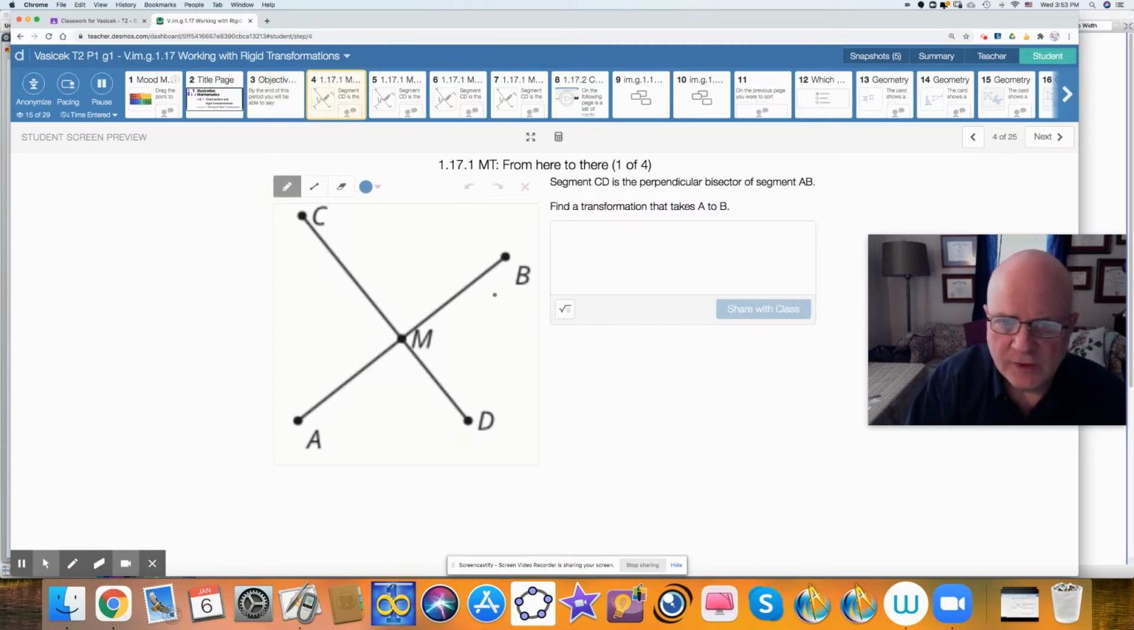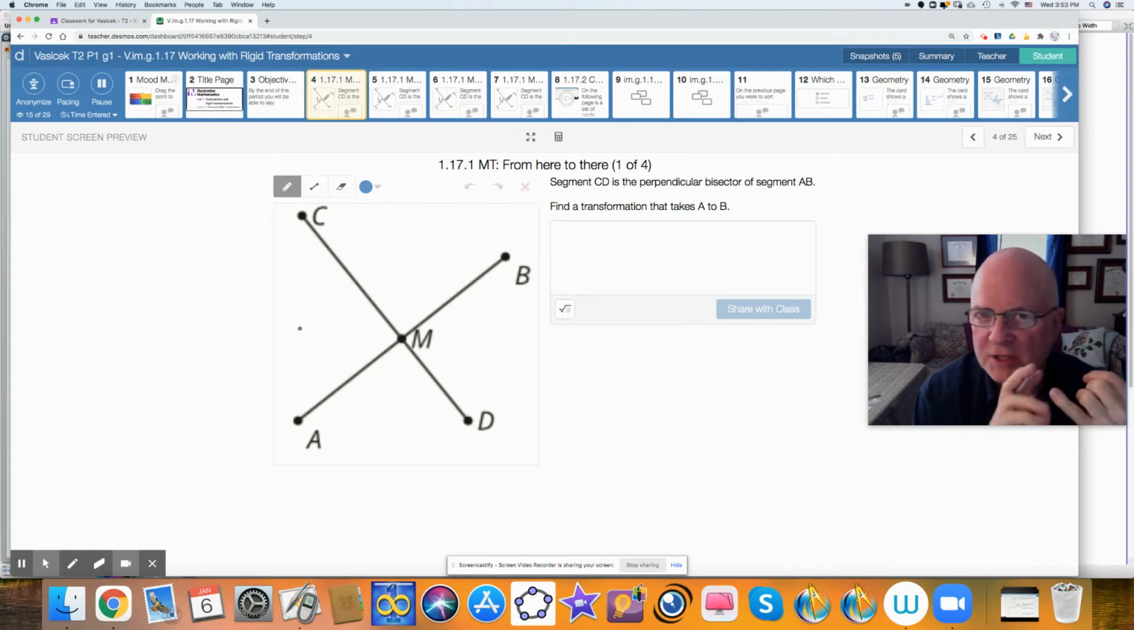And first we have this idea of taking point A to point B. Next is point B to point A, then from C to D, and from D to C. And you're supposed to describe a transformation that would achieve that. And we have three rigid transformations. They are translation, rotation, and reflection.